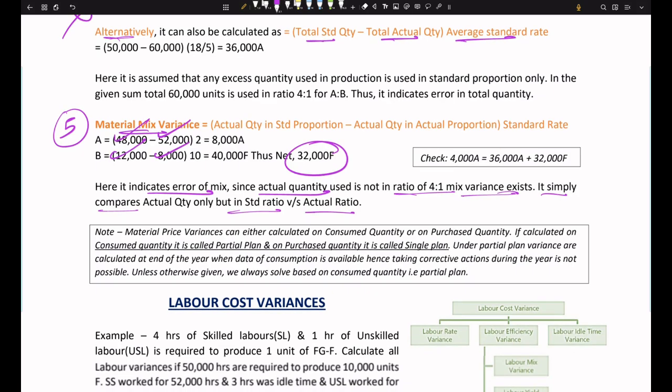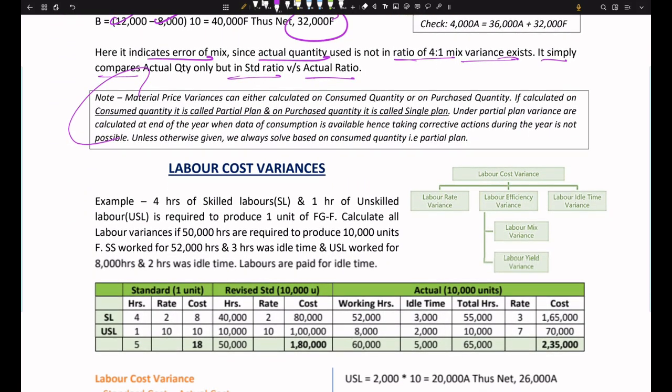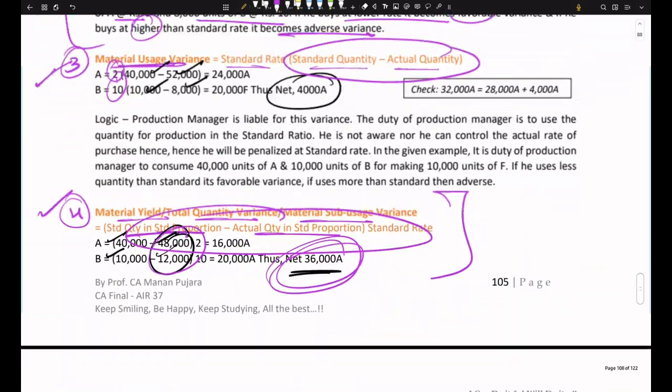So this we are not reading. Next is the labor cost variances. Material variances we are done.